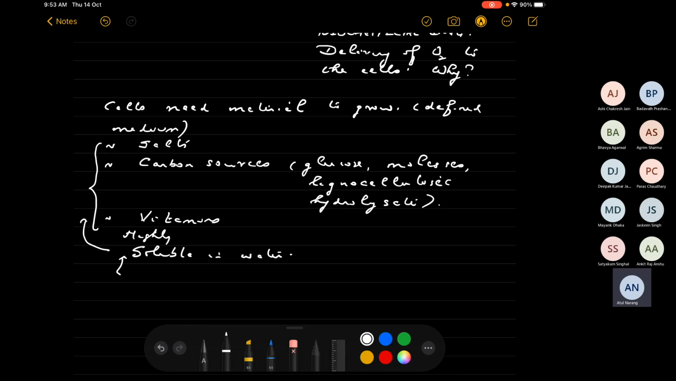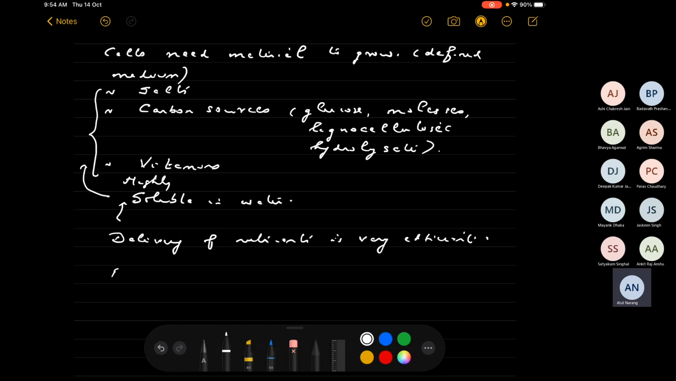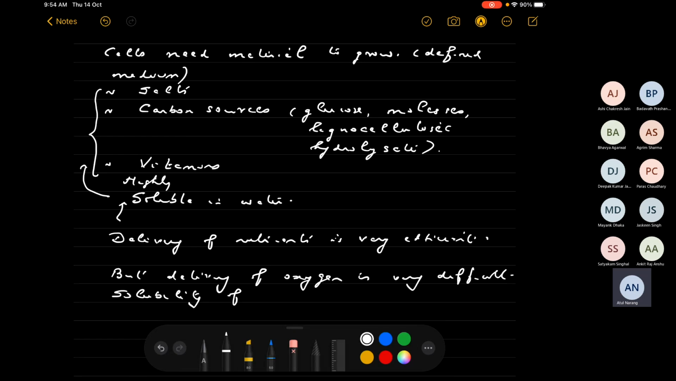But delivery. So this is basically delivery of nutrients. So stated differently, delivery of nutrients is very efficient. But delivery of oxygen is very difficult. And the reason for that simply is that the solubility of O2 in water is very low.